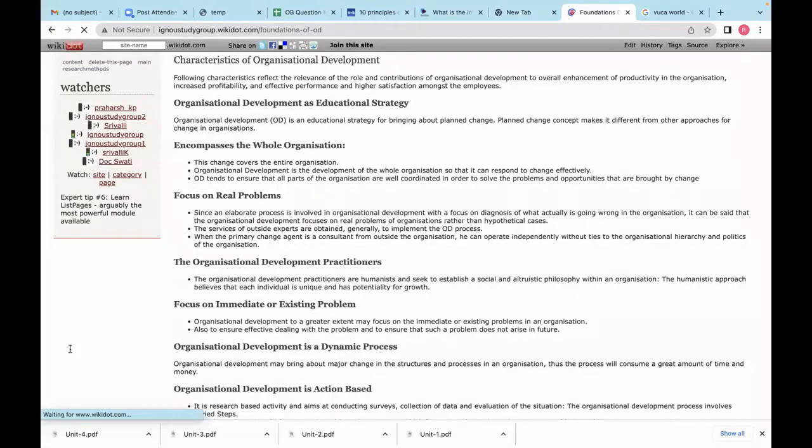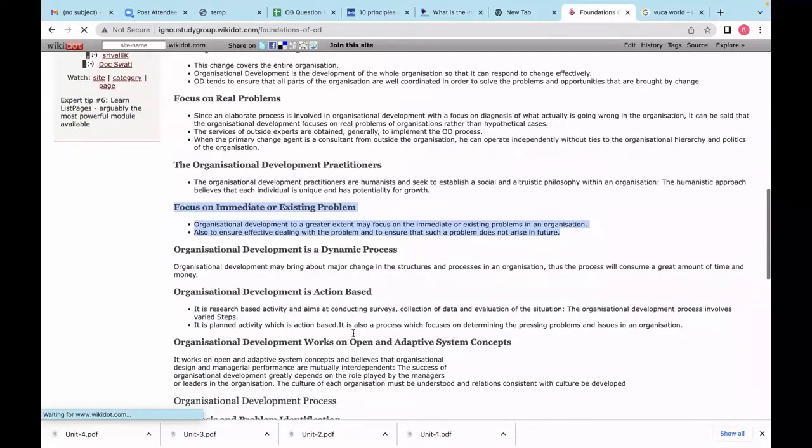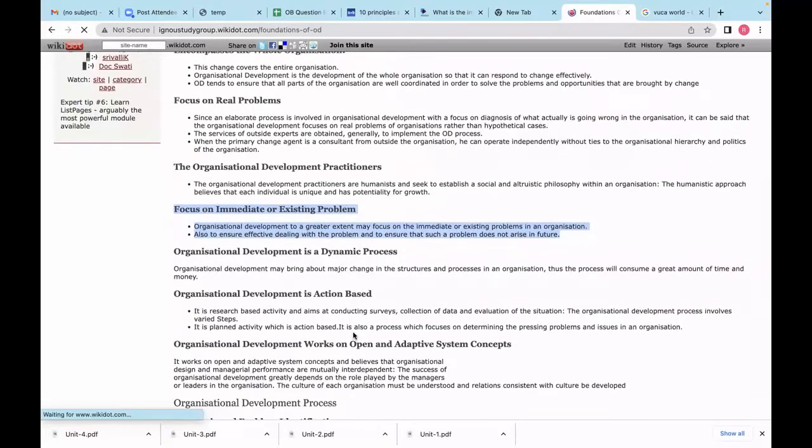So now focus on the immediate and existing problems. It's not that we are going to focus on how my organization will look after 20 years. This is something which is going to happen continuously, and you're going to focus on present and existing problems, solve them, and take it in the right direction. And the whole process is very, very dynamic, right?